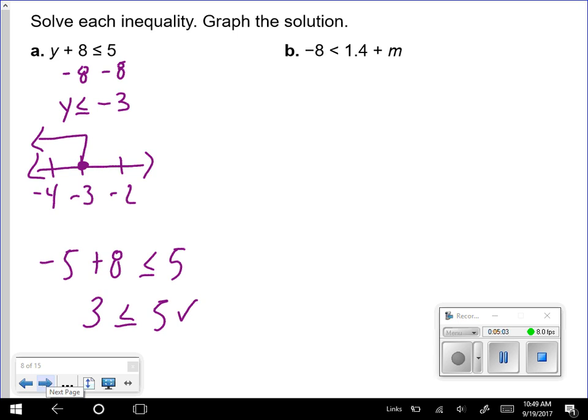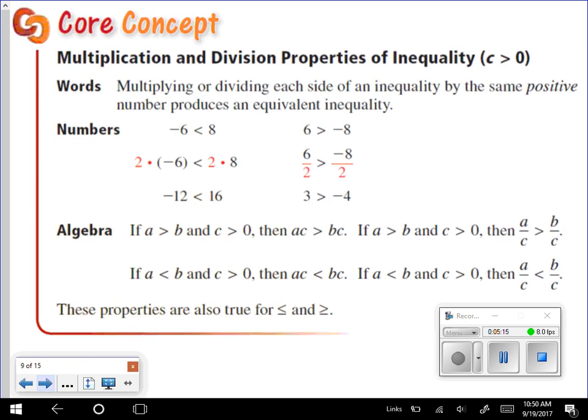Okay, so that's section 2.2. Pretty simple. Since we've worked with equations, it's basically the same concepts with inequalities. So let's jump over to multiplication and division. They have the same exact properties. We have to talk about a couple things here.